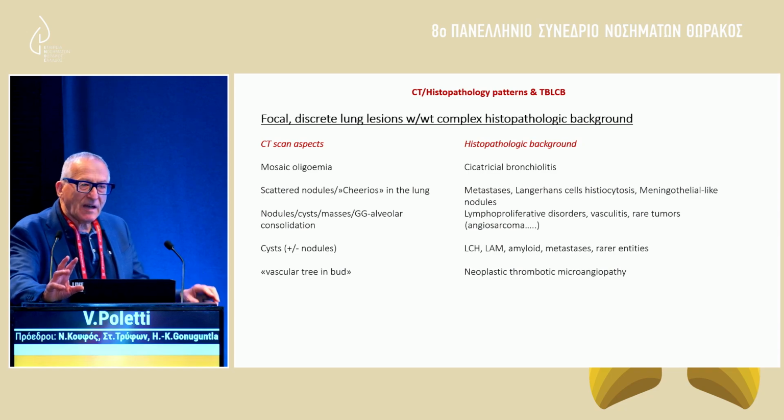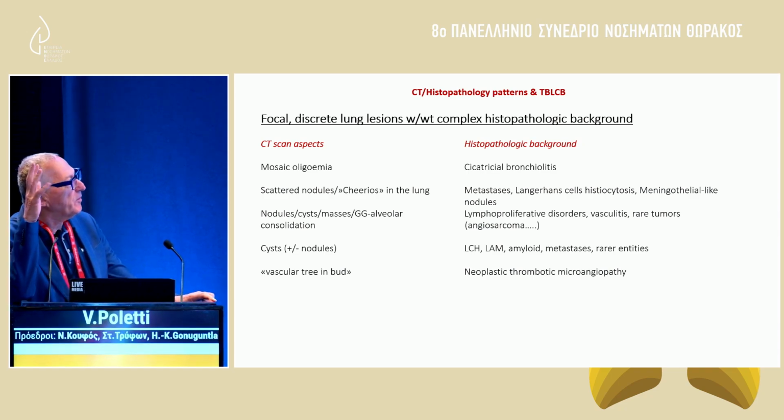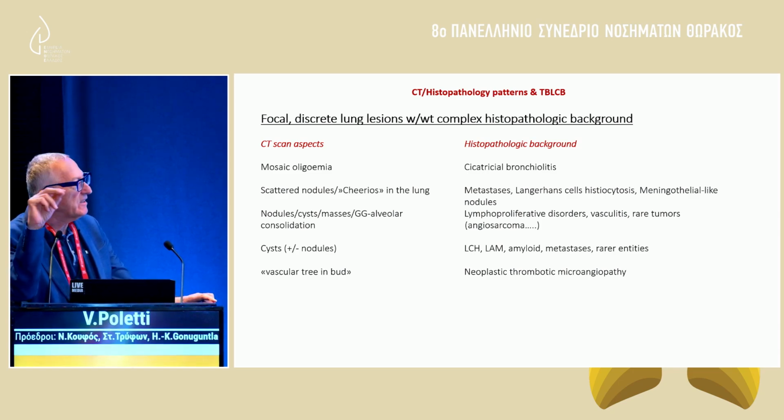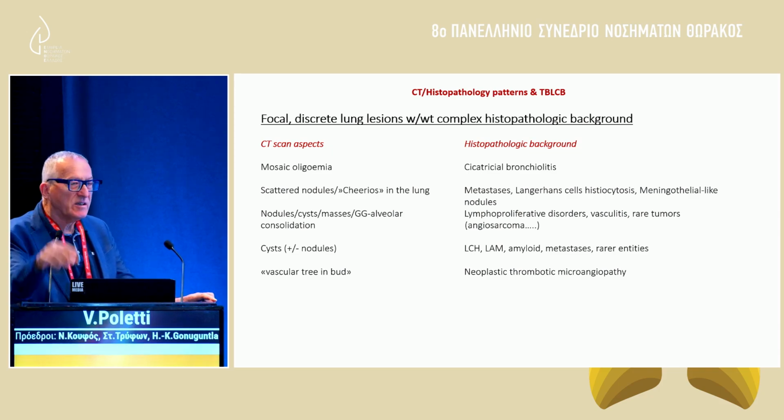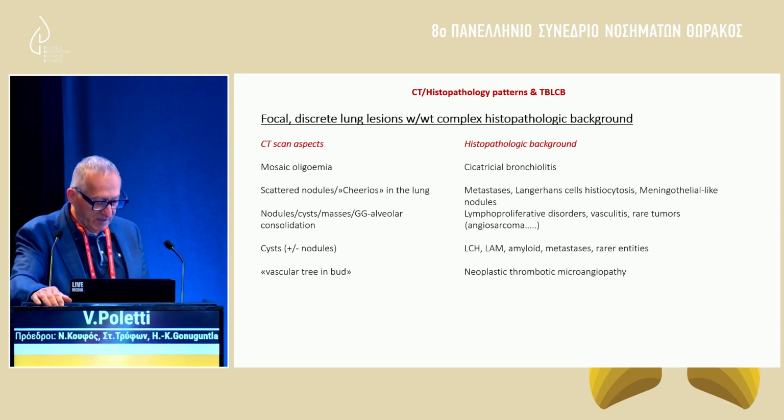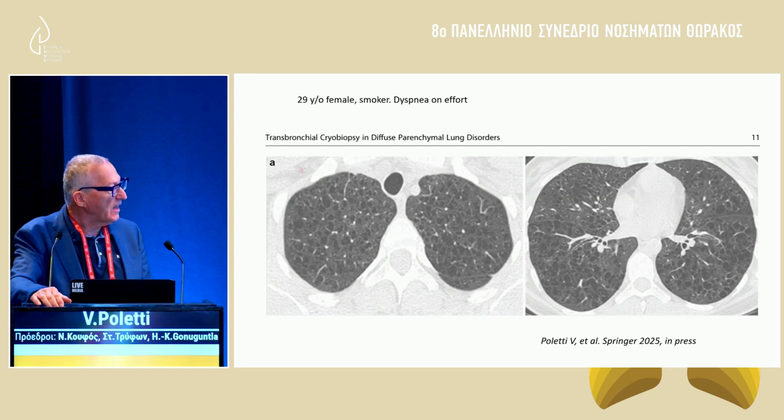We have some data from the CT scan. We have data suggesting that probably when you have mosaic oligemia, scattered cicatricial bronchiolitis, scattered nodules, so low profusion of the disease, cysts, or vascular aspects, you should avoid cryobiopsy and proceed directly toward surgical lung biopsy.